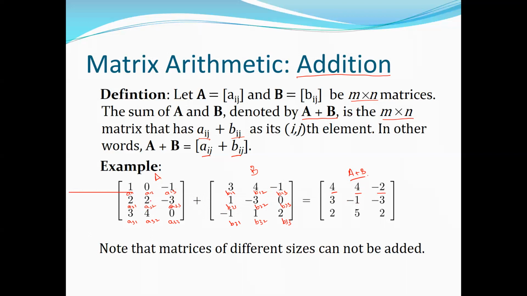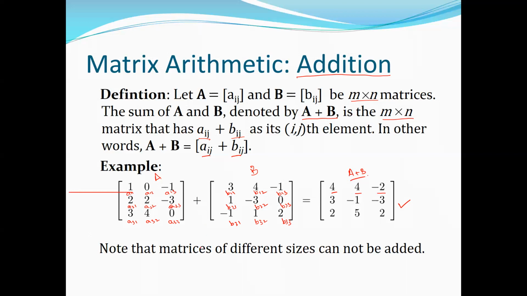2 plus 1, that is 3. Then 2 minus 3 is -1. -3 plus 0 is -3. 3 plus -1 is 2. 4 plus 1 equal 5. 0 plus 2 equal to 2. So this is how we add two different matrices, right?